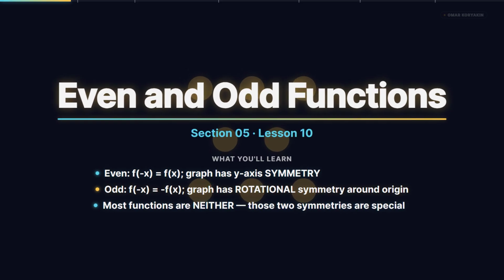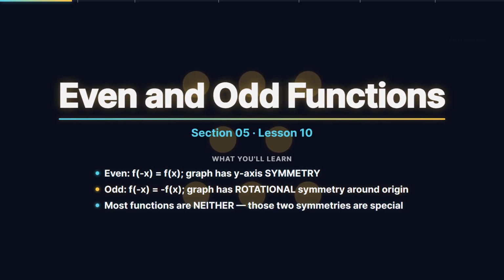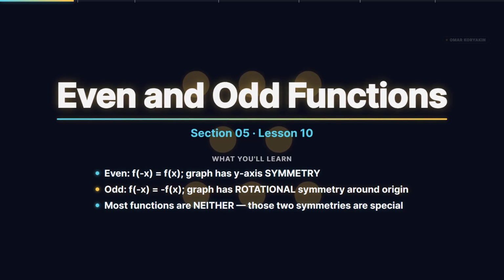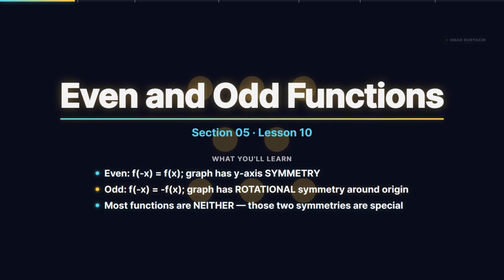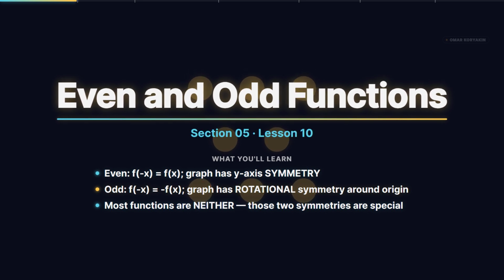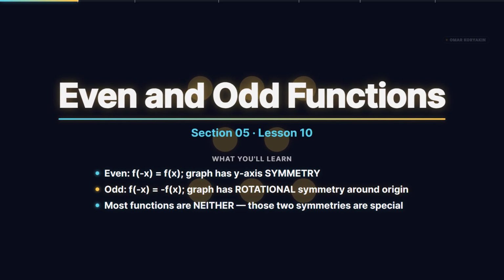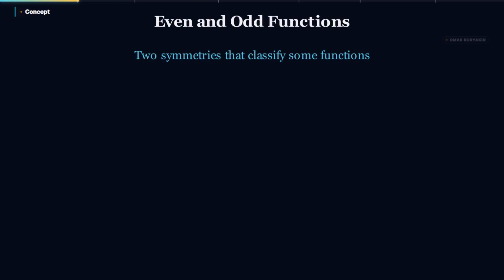Always test the symmetry algebraically before claiming a function is even or odd. Compute f of negative x and compare to f of x and to negative f of x. If neither comparison gives equality for every x, the function is neither even nor odd, which is the most common case. A function f is even if f of negative x equals f of x for every x.